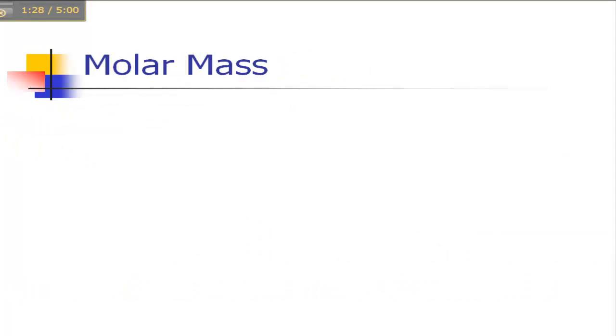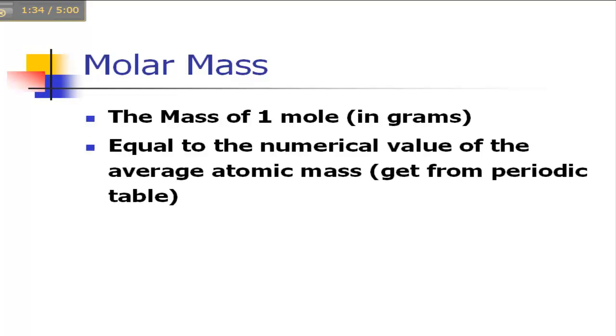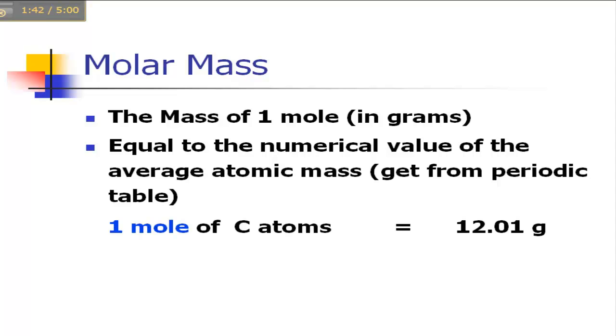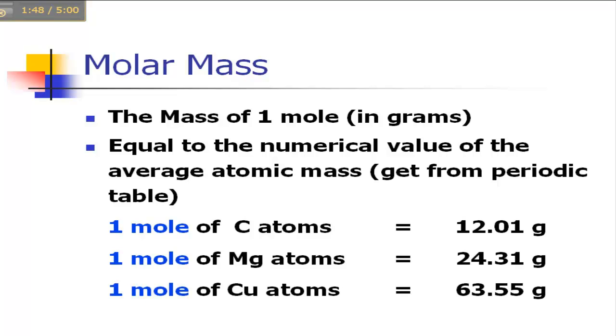Now we're going to need to calculate a molar mass. This is the mass of 1 mole in grams. So it's going to be equal to the numerical value of our average atomic mass. We're going to get this from the periodic table. For example, a mole of carbon is 12.01 grams. A mole of magnesium is 24.31 grams. A mole of copper, 63.55 grams. Let me show you where that comes from.